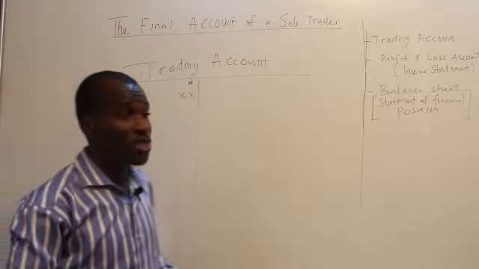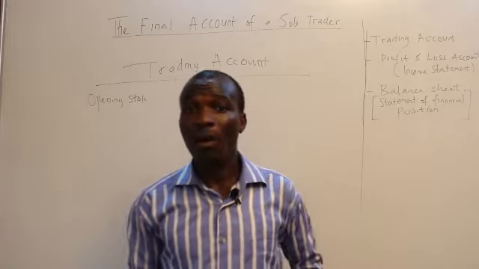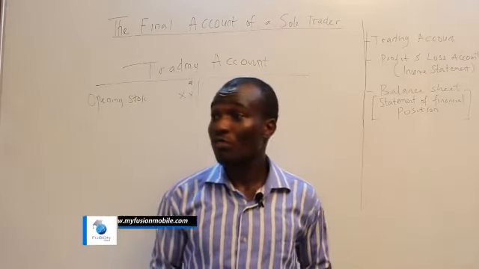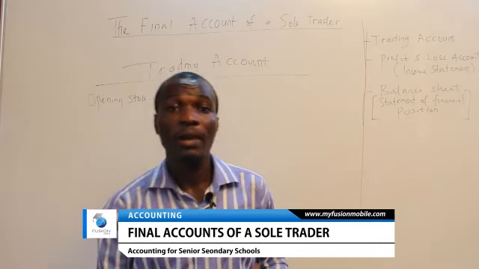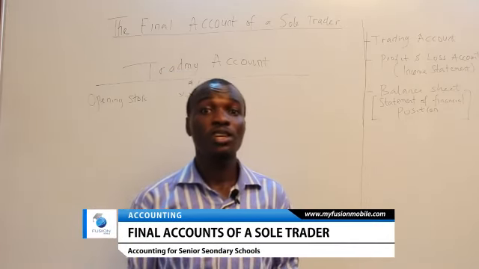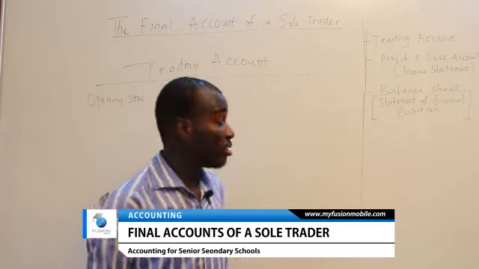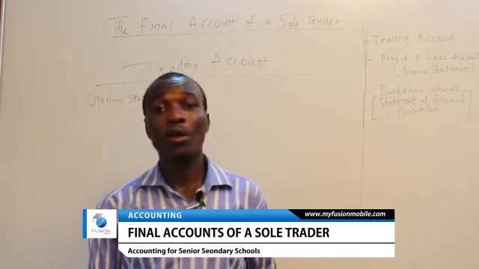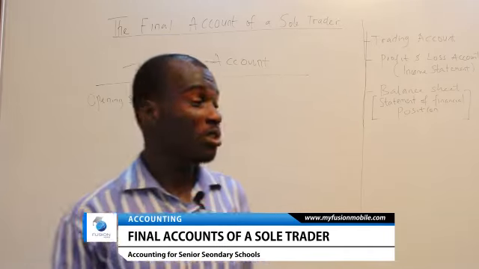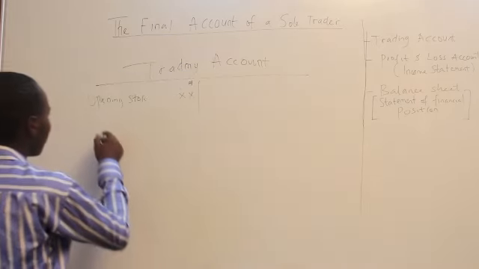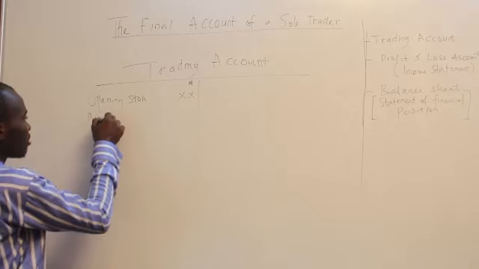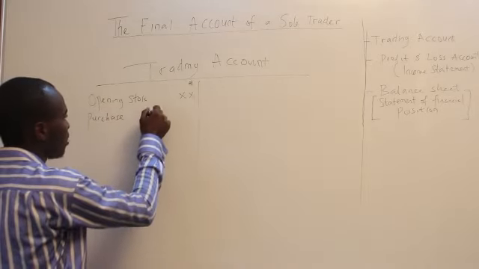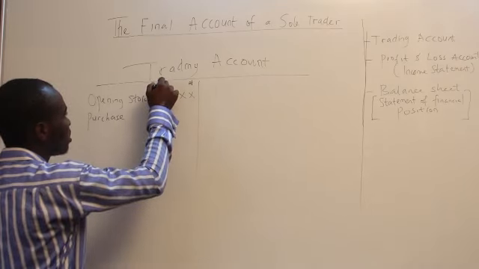The next thing is for us to add our purchases to the opening stock. That is the cost of goods bought either by cash or on credit in the period. The purchases will consist of goods bought by cash and on credit in the period. So we're going to add our purchase to that. Okay, we can put this here.